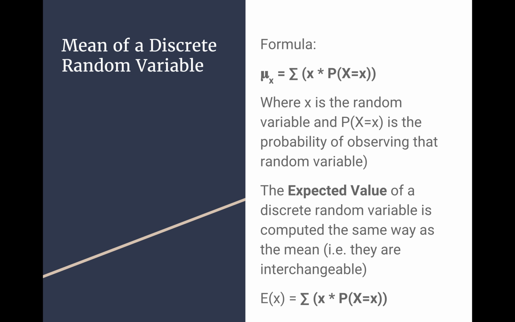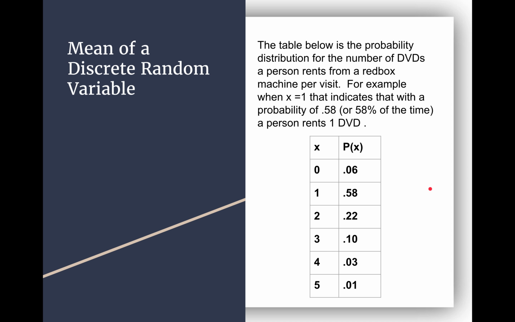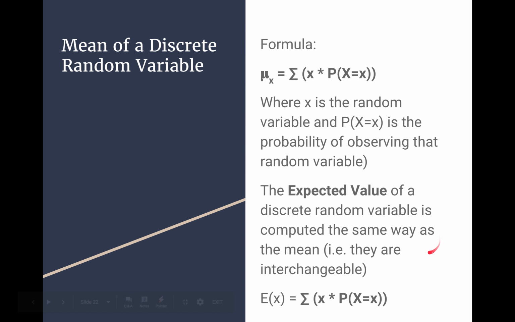The last topic here is the mean of a discrete random variable. So the formula for the mean, there's that mu we've seen before, mu sub x, for a discrete random variable, is the sum. That's what this little symbol says, the sum of each individual x times the probability of x occurring. Where x is the random variable and the probability of x is the probability of observing that random variable. The expected value of a discrete random variable is computed the same way as the mean. So really, means and expected values are interchangeable.